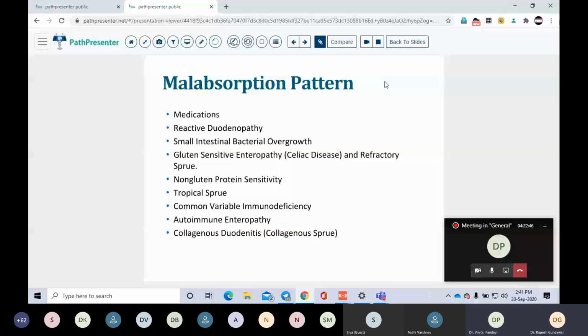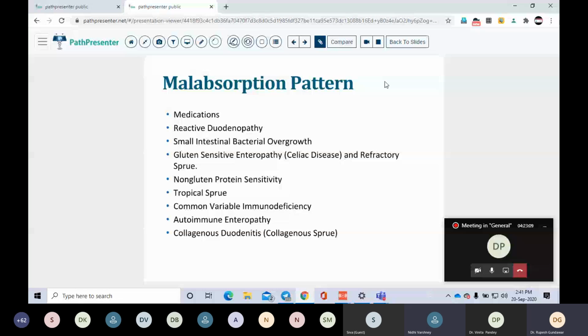Okay, fine. So when we say malabsorption pattern, these are most of the conditions. It can be due to medication. Even medication can show you such a pattern. A reactive duodenopathy, which is a kind of reaction of the duodenum to gastric pathology. It can be because of bacterial overgrowth. It can be in celiac disease.